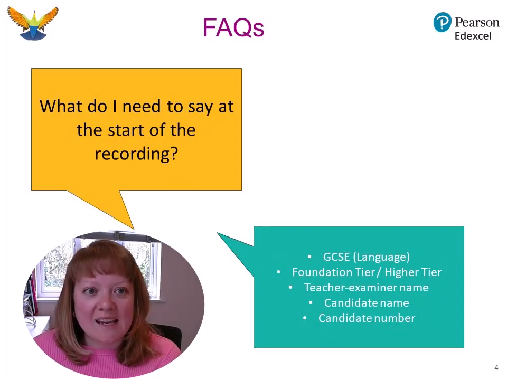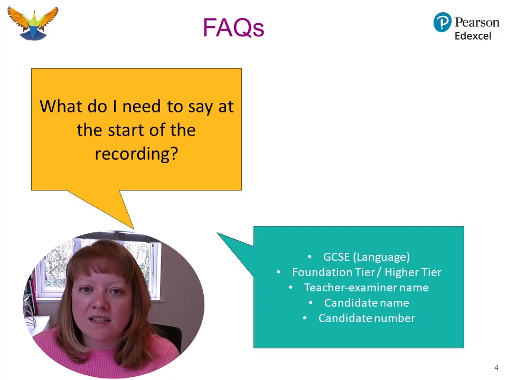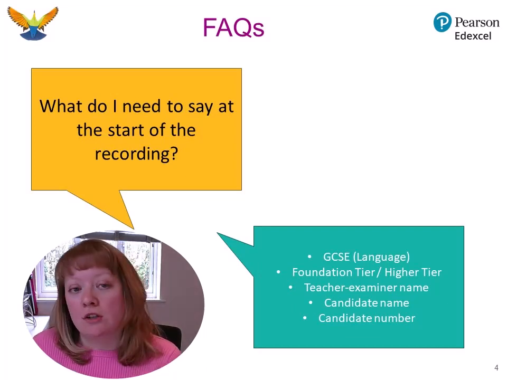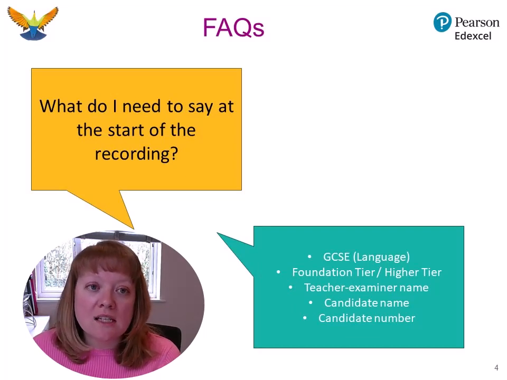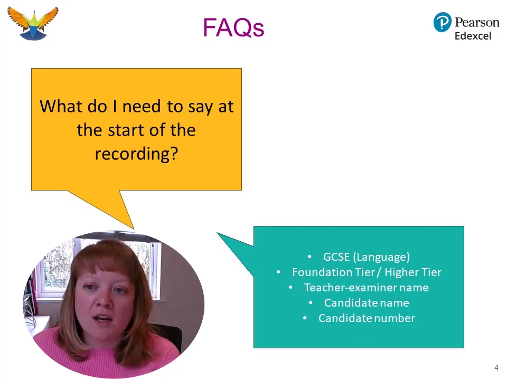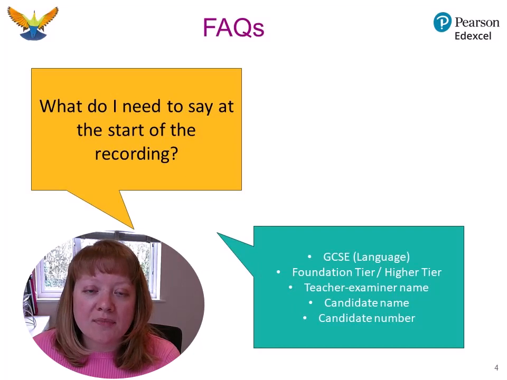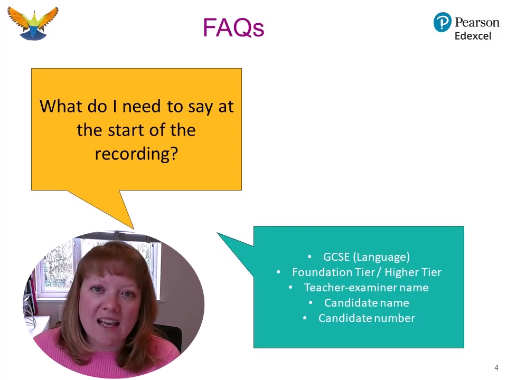If you feel the candidate will have been adversely affected by this, then you can apply for special consideration. What do I need to say at the start of the exam? Well, information such as this can be found in our administrative support guide on our website. There's also a crib sheet on our website to support you, and this includes what to say between tasks and a reminder of all the timings for each section. But just to confirm, at the start of the exam you say GCSE, followed by the language, Foundation or higher tier, your name as the teacher examiner, the name of the candidate and their candidate number.